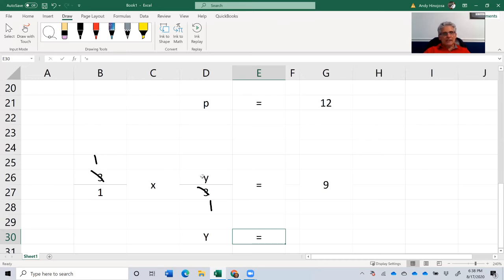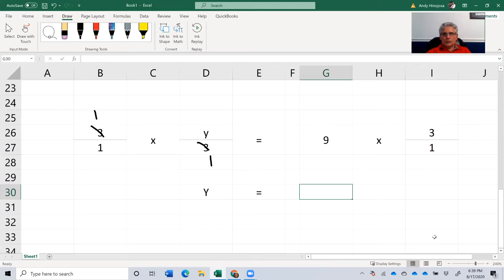Whatever we do to the left side of the equation, we have to do to the right. So 9 will be multiplied by 3 over 1. Because there's a 1 on the bottom, we might as well just say 9 times 3. 3 over 1 is 3. So 9 times 3 is 27. According to my computations, y equals 27.